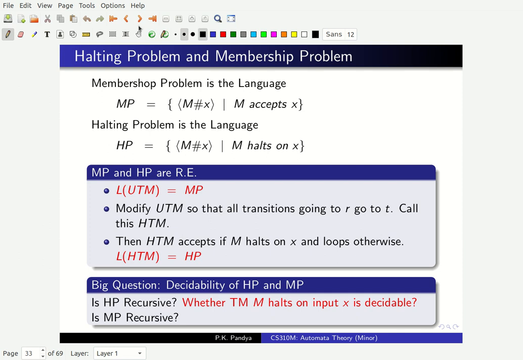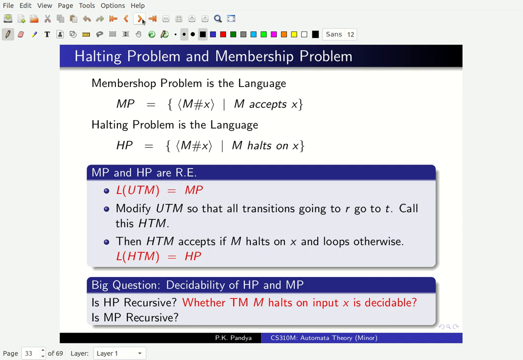And the key question which was there was, are these languages HP and MP recursive? In other words, the big question is whether membership in HP is decidable and membership in MP is decidable. What do we mean by HP is recursive? Whether a Turing machine halts on a given input X can be analyzed by another Turing machine which can give an answer to this question within finite time, and it will definitely give a yes/no answer. That is the question. And similarly, the question is whether MP is recursive.